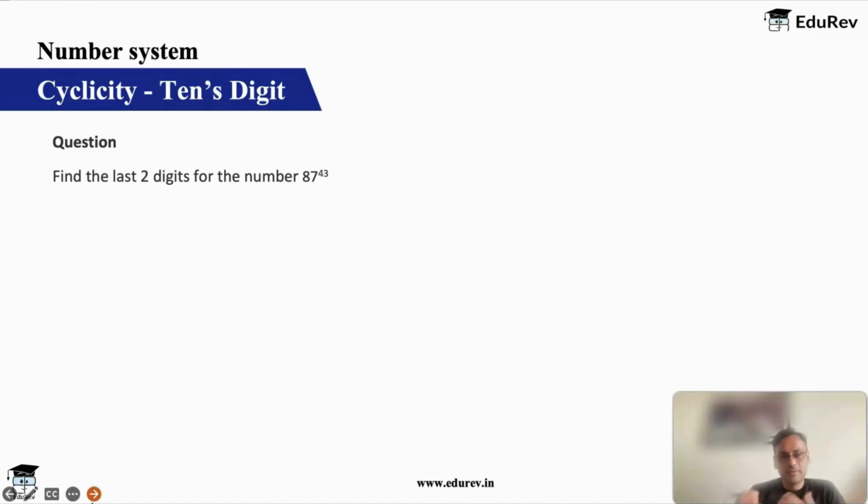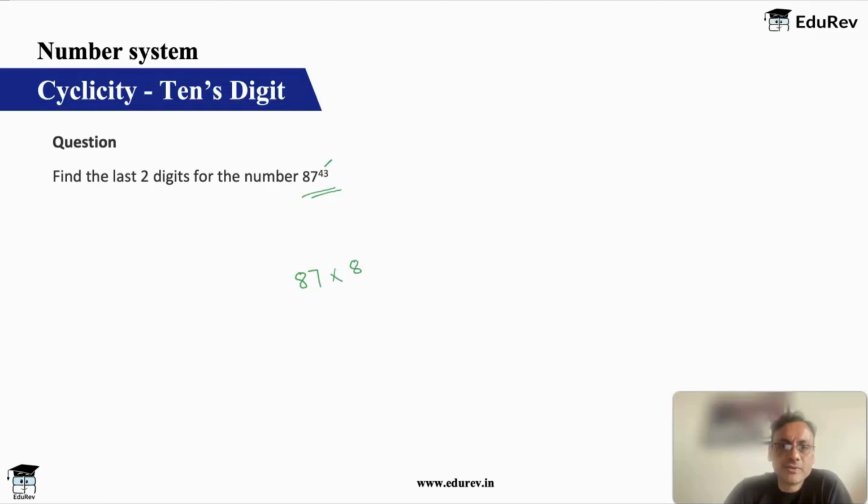Let's do a couple of questions and then we'll move to even numbers. Okay, so find the last 2 digits of 87 to the power 43. Ideally you know that you will need the fourth power, but let's do the second power, but also the power is 43. It is not an even number. So it's slightly tricky.